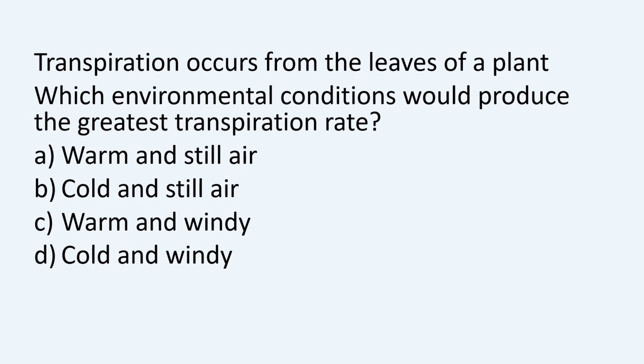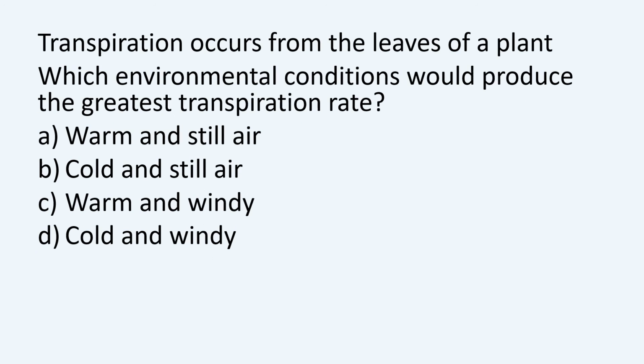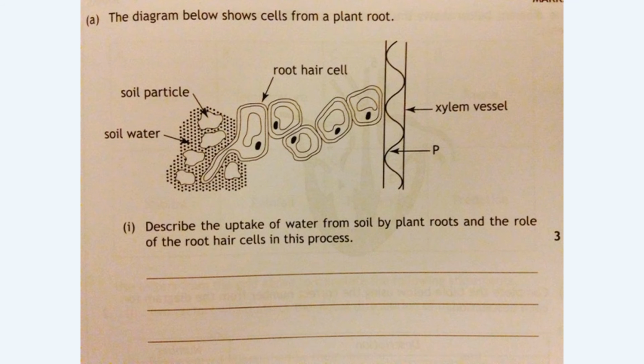So the next question says, transpiration occurs from the leaves of a plant. Which environmental condition would produce the greatest transpiration rate? So is it A, warm and still air, B, cold and still air, C, warm and windy, or D, cold and windy? So pause the video and try to come up with the correct answer before I go over the answers. So the answer would be what you want for hanging up your washing to dry. So it would be warm and windy. So the answer would be C, so well done if you got that correct. If not, watch the transpiration part of this video again.